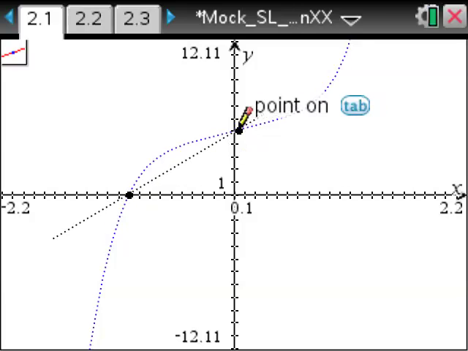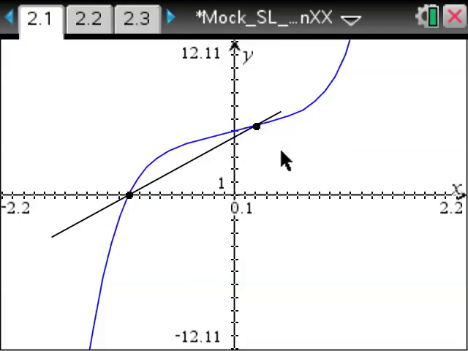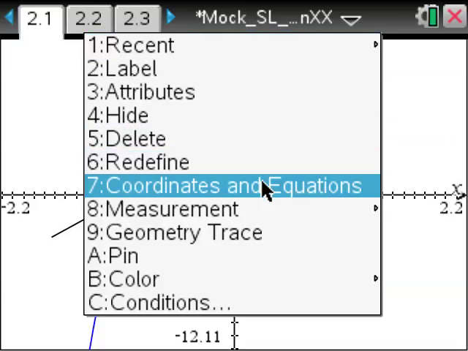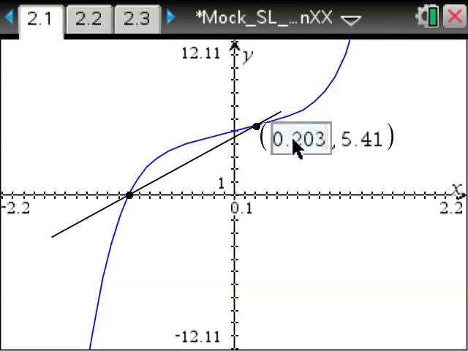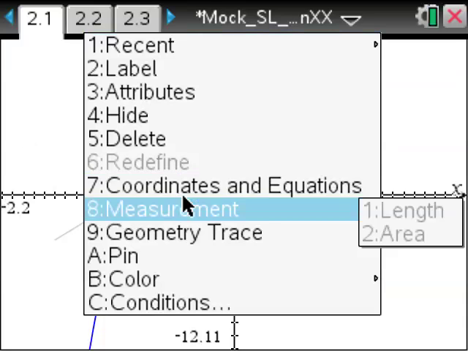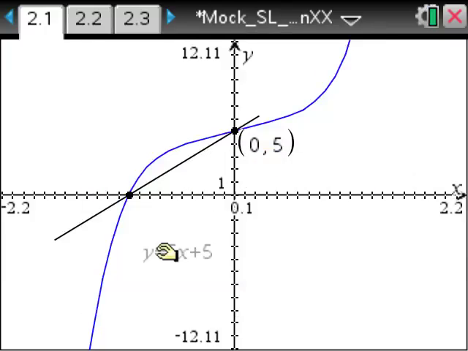And I can't quite fix it unless I can. Now I'll just put a point on there and then press escape. I can go over that point and pull up its coordinates by pressing control menu and then edit the x coordinate to be 0. And then this line here, what I can do is I can measure its slope. Let's see if I can do that. Measurement, I can get its coordinates and equation, and I get y equals 5x plus 5.